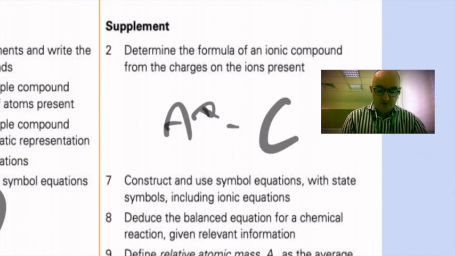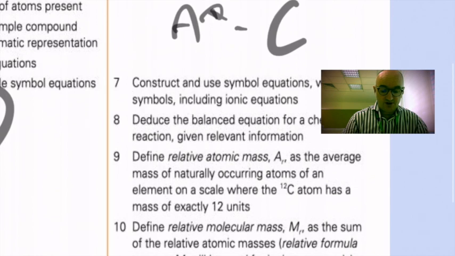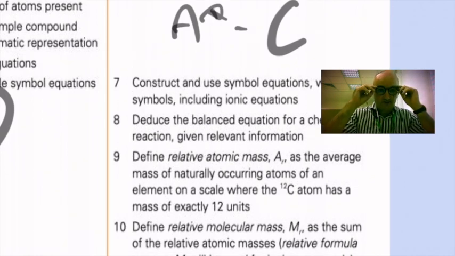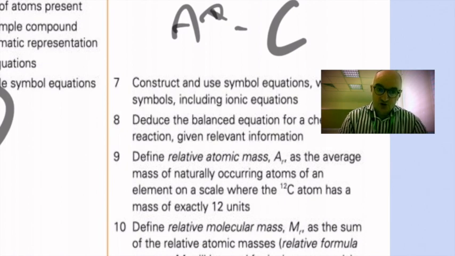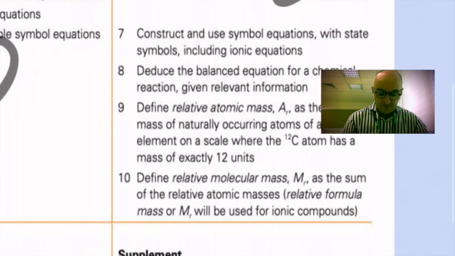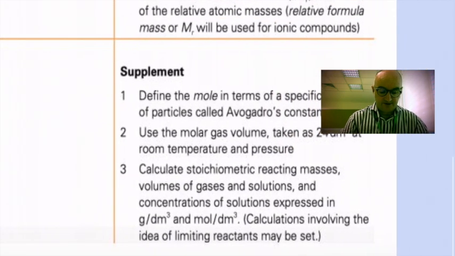You can determine the formula from the charges on the ions present, and perhaps look at the periodic table and deduce what the formula should be given its position in the periodic table from its group number. You can construct and use symbol equations and ionic equations. They are very simple ionic equations. We'll have a look at that. Define atomic mass and molecular mass with reference to the isotope carbon-12, and make this up for ionic compounds.